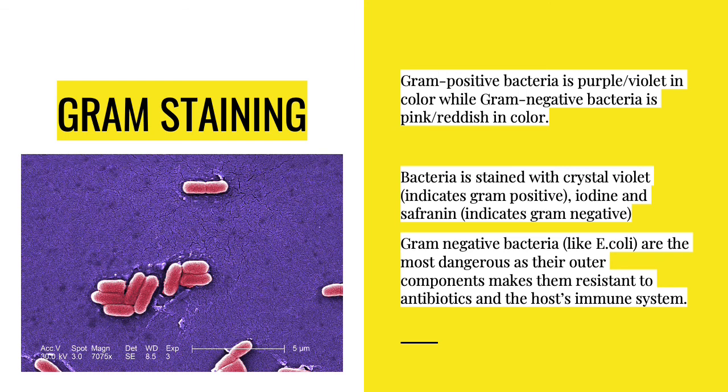When you put on the crystal violet and it stays purple, that means the bacterium is gram-positive, with a thick peptidoglycan wall. But if you wash off the crystal violet, then add iodine and then safranin, and it turns red or pinkish, that means it's a gram-negative bacterium. Bacteria like E. coli are gram-negative and tend to be very dangerous because they have LPS, which makes them able to resist antibiotics and infect human cells.